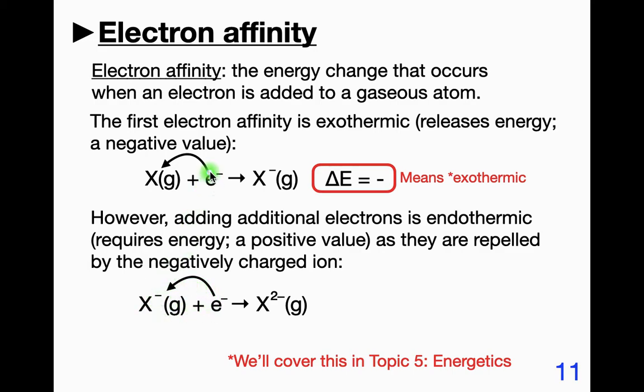We didn't have to worry about that for the first one because the atom didn't have a charge on it. It was neutral. But now we're having to overcome the repulsive force of the negative ion that we're adding the electron to. And so that's going to take work. And so that's what we mean by endothermic. Energy is going to be positive. We have to put work into it, energy into it.